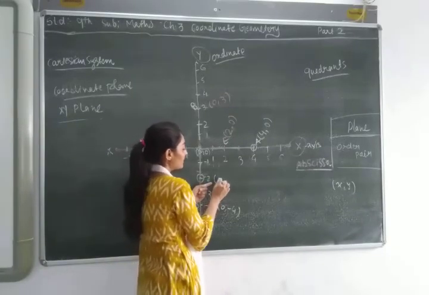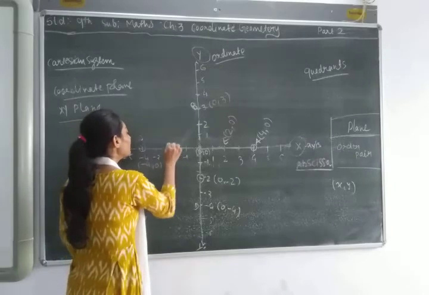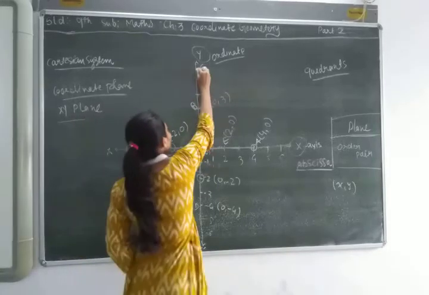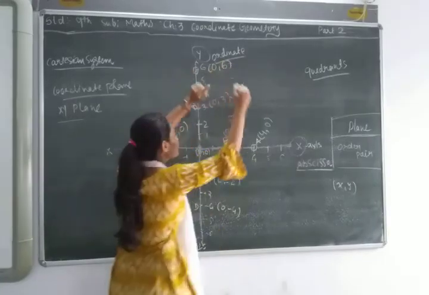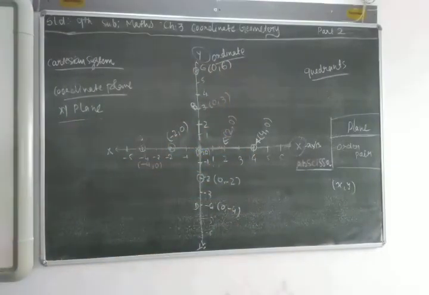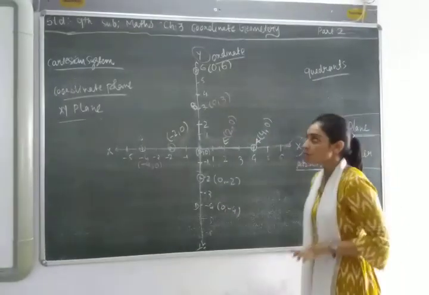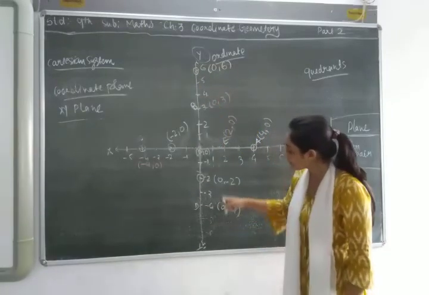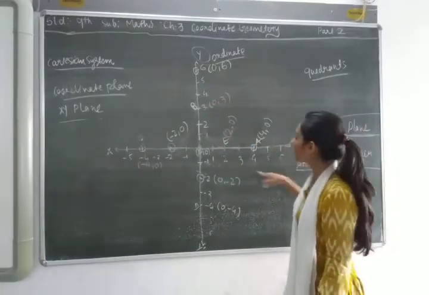See again, 0, comma minus 2. What is the coordinate of this point? Coordinate minus 2, comma 0. What is the coordinate of this point? Coordinate of this one 0, comma 6. Okay. So you might understand. If the point lies on the axis, their y coordinate is 0, and the point lies on the ordinate, their x-axis point is 0. So x-axis is 0, 0, 0, 0. Now over here, y-axis is 0, 0, 0.